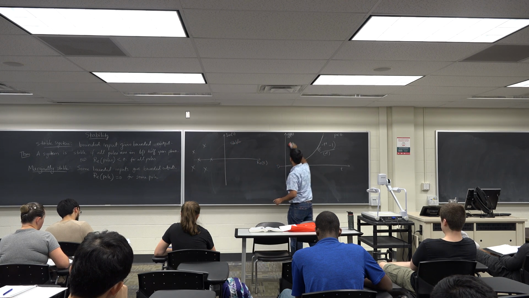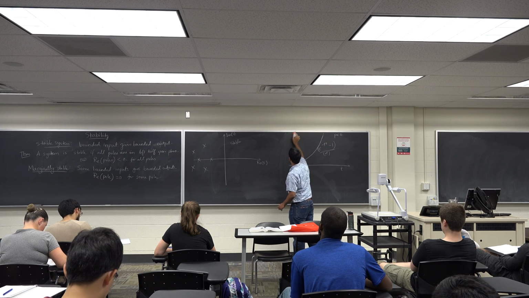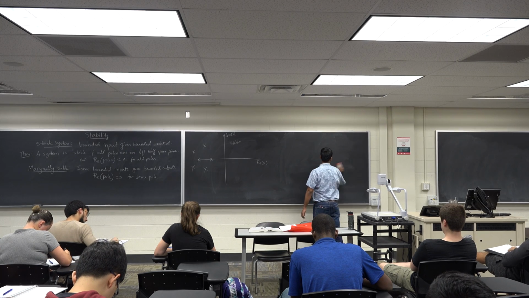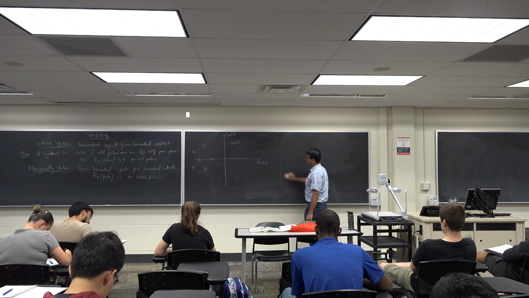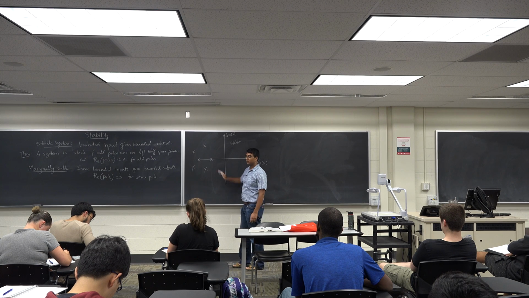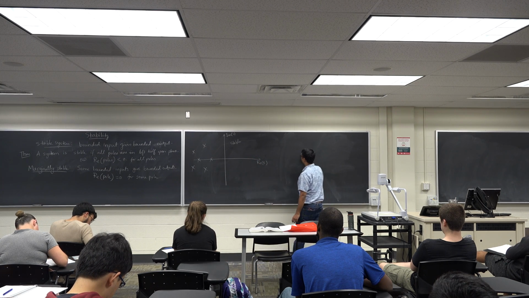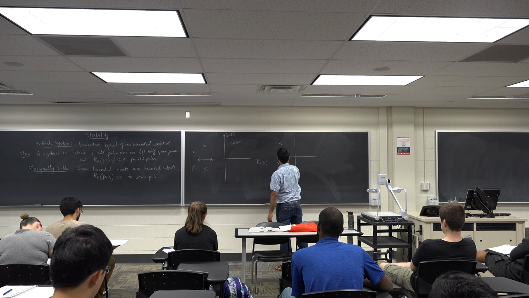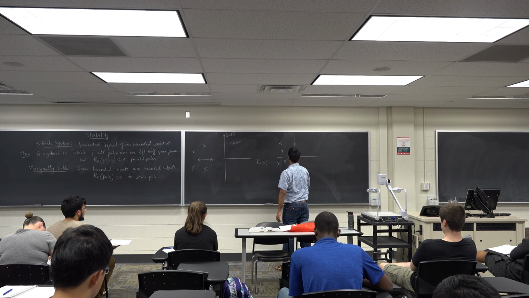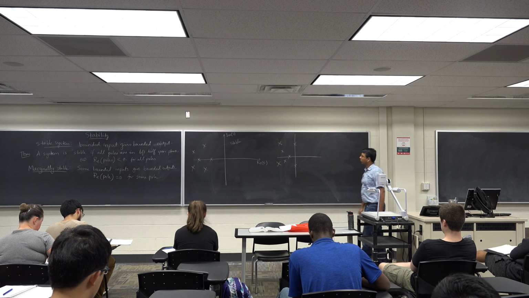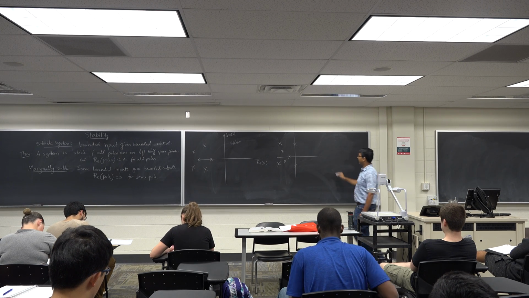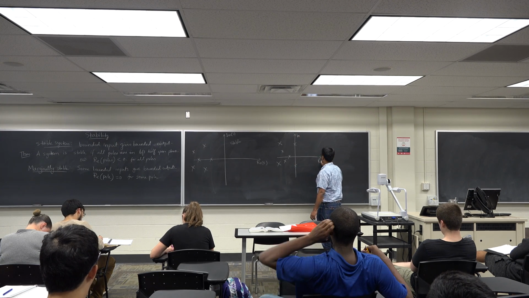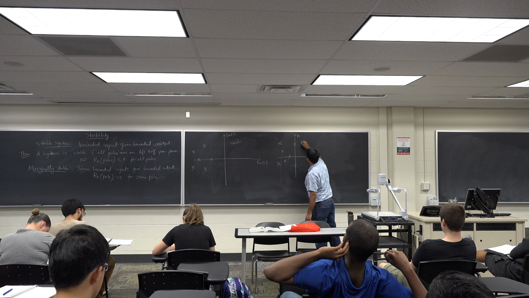I don't really care about zeros. Zeros could be anywhere in the complex plane. I have absolutely no problem with that, but the poles should have negative real part. Then I have some systems with poles on the imaginary axis, and this is marginally stable.